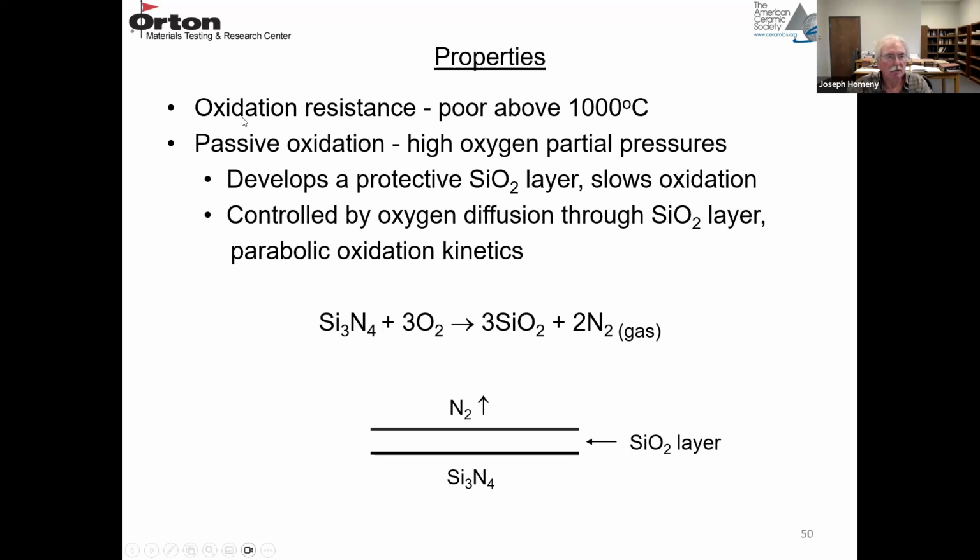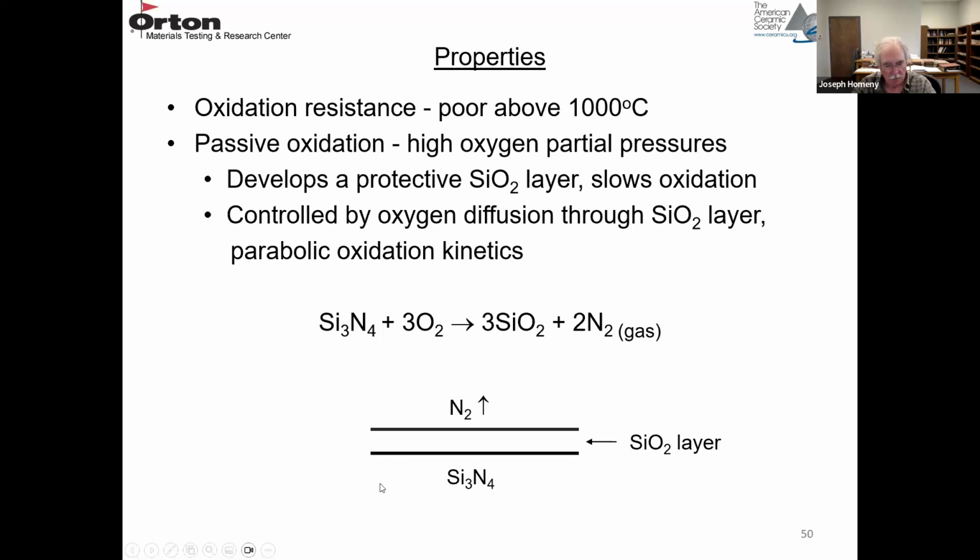Just like silicon carbide, it has an oxidation issue. So above 1,000 degrees C, this material oxidizes. And again, there's a passive and an active oxidation process. Passive oxidation occurs at a high oxygen partial pressure. That would be an air atmosphere. You develop a protective SiO2 layer, which slows down the oxidation. So Si3N4 plus O2 forms SiO2, and you have N2 gas coming off.